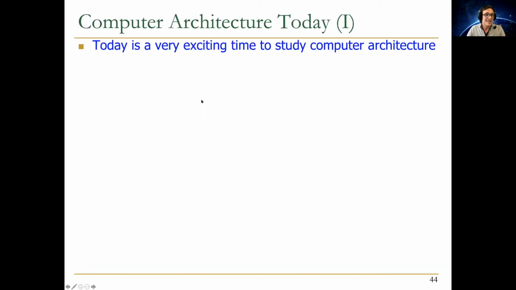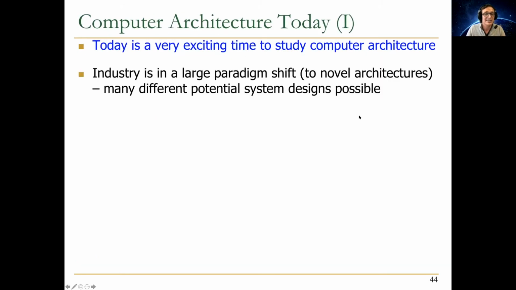Okay, so today is actually a very exciting time to study computer architecture because industry is in a large paradigm shift to novel architectures. There are many different potential system designs possible. And when I say industries, it's actually the innovation industry in general. It's not just the chip industry, for example. It's not just the software industry. It's really the innovation industry. So a lot of, for example, Tesla has nothing to do with software or chips, right? But they're actually designing novel architectures so that they can improve their system designs, right?